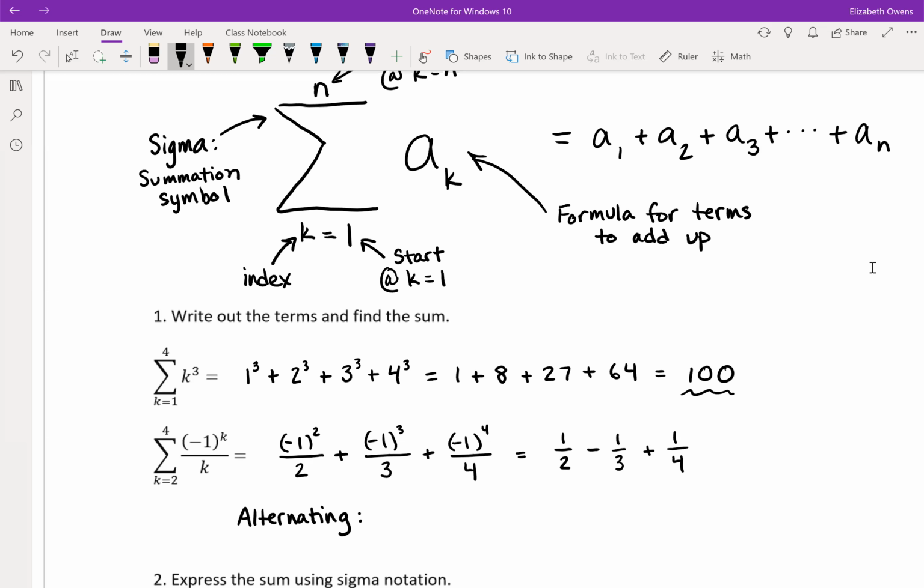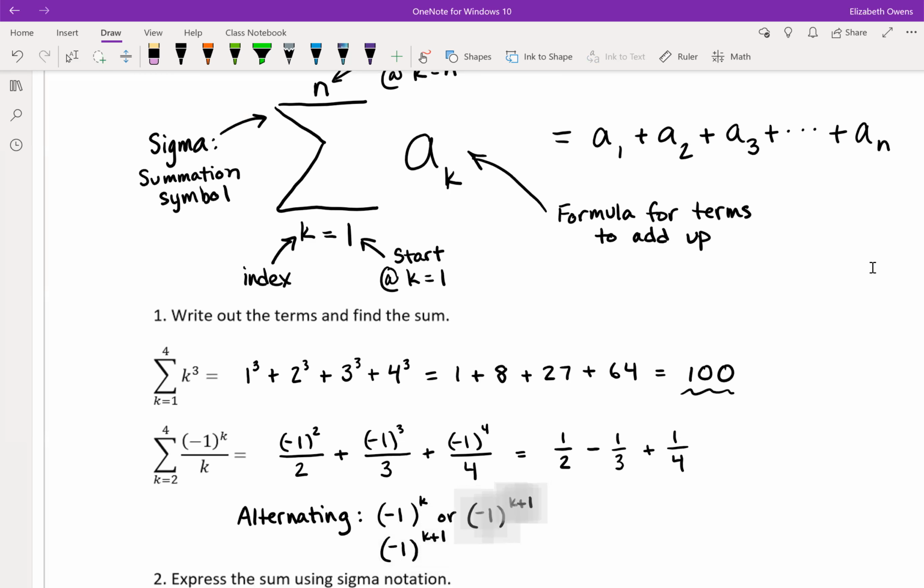Okay, so if you want that plus minus feature, your formula is usually going to have something like -1 to the k power, or -1 to the k plus 1, something along those lines. Or you could put in any negative number inside of there. It doesn't have to be 1. You could do like -3 to the k, or -5 to the k plus 1. Those would also alternate. So if you need an alternating sum, you'll incorporate something like that in your formula.